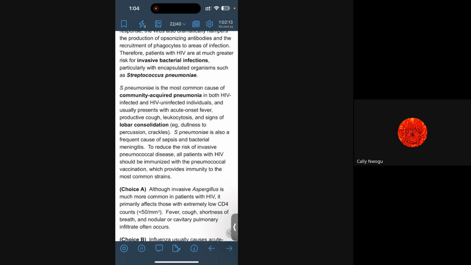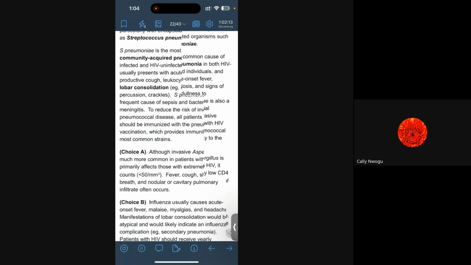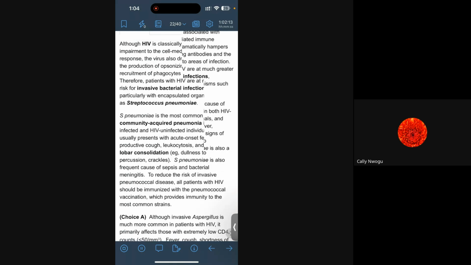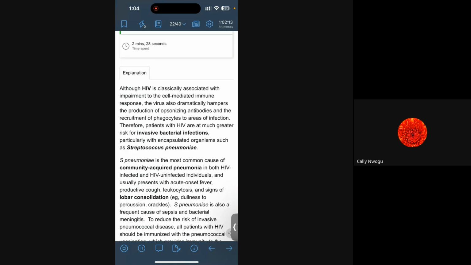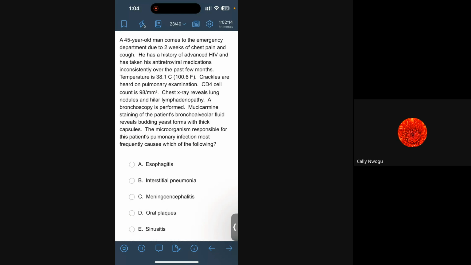Lobar consolidation, community-acquired pneumonia, HIV. So remember, even in HIV patients, the most common cause of pneumonia is strep pneumo, even in HIV patients.